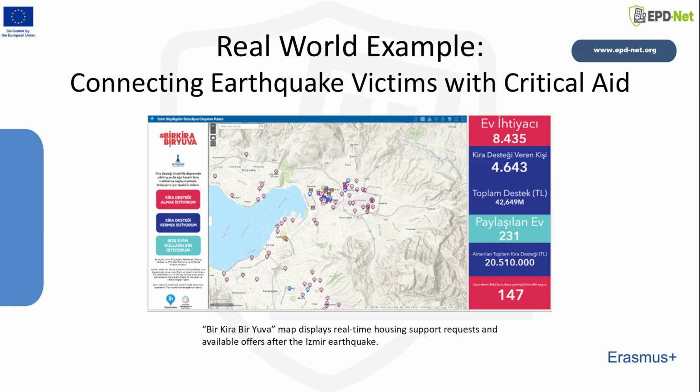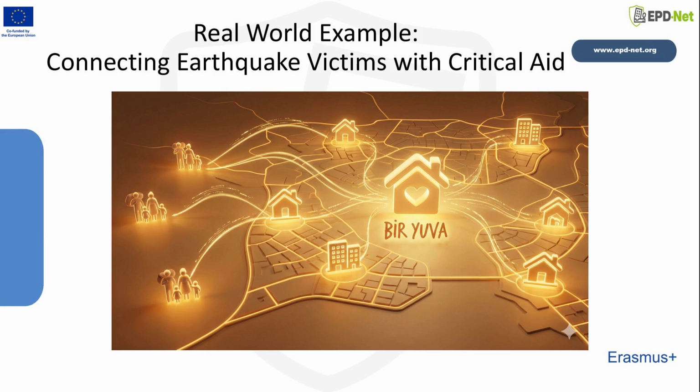This map shows one of the most powerful components of the NeedsMap system, the Bir Kira Bir Yuva initiative. After the Izmir earthquake, families who lost their homes could submit their housing needs directly on the map, while donors offered available flats or rental support. GIS helped visualize these needs in real time, making it clear where the most urgent shelter demands were emerging and enabling a much faster and fairer matching process.